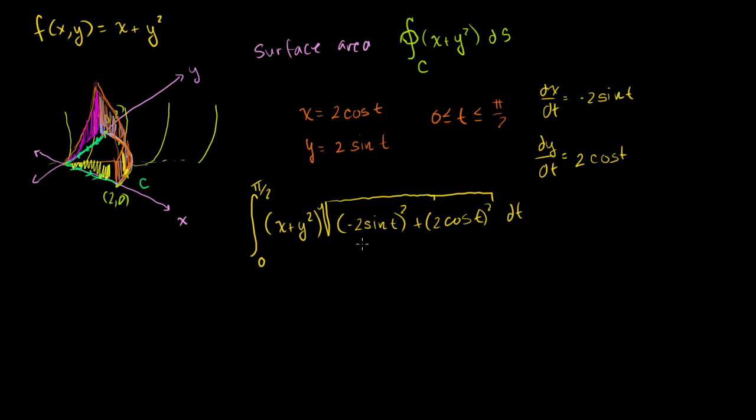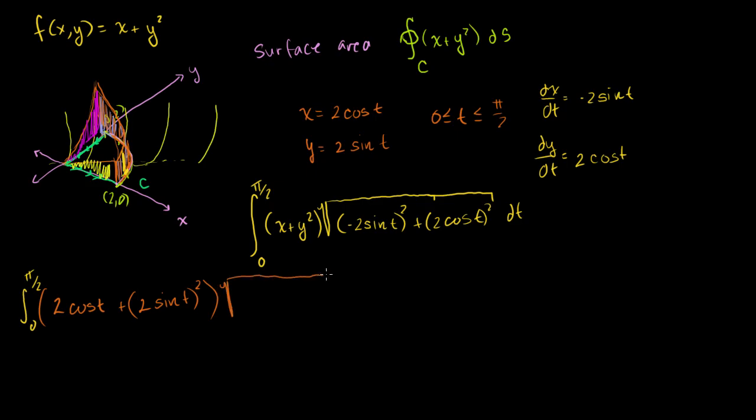And so how can we simplify this? Well, this is going to be equal to the integral from 0 to pi over 2 of x plus y squared. And actually, let me write everything in terms of t. So x is equal to 2 cosine of t. So let me write that down. So it's 2 cosine of t plus y, which is 2 sine of t, plus 2 sine of t. And we're going to square everything. And then all of that times this crazy radical.